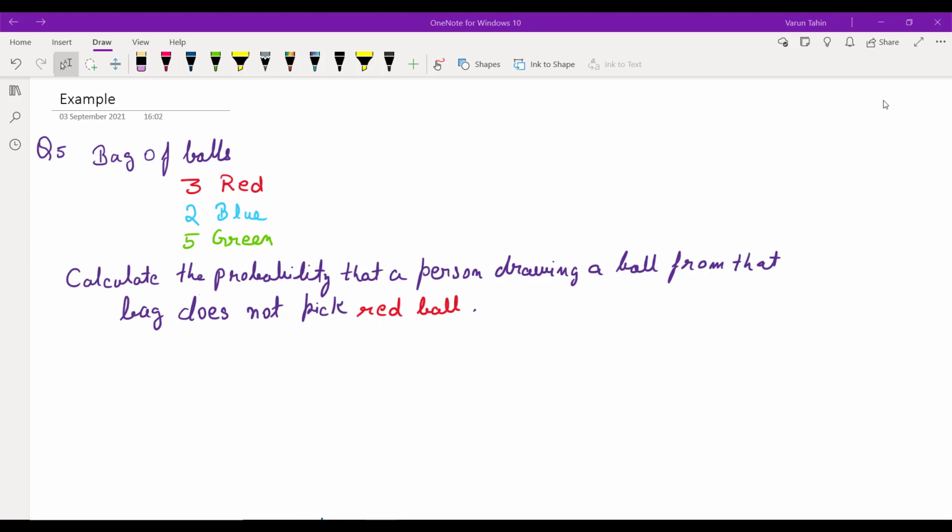Now there is another question which says that we have a bag of balls which contains 3 red, 2 blue and 5 green balls, and we have to calculate the probability that a person drawing a ball from that bag does not pick a red ball. Okay. So first we need to find out the total number of balls in the bag. So it is 10. Okay. So 5 plus 2 is 7, plus 3 is 10. Okay. Now for the chances of picking not a red ball, we have to count the remaining balls, which are green and blue. So 5 were green and 2 were blue. So out of 10 balls, 7 balls, that is 5 plus 2 equals 7, are not red balls. So we'll get a probability of 7 by 10.